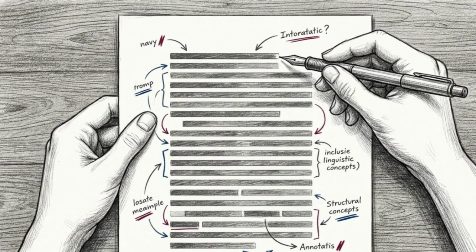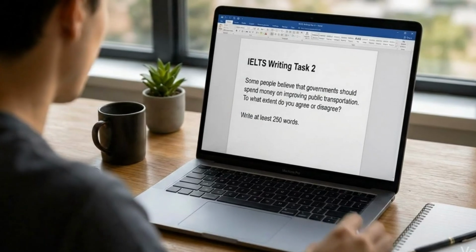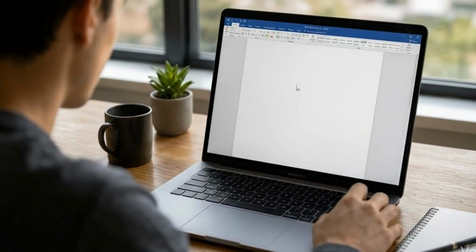Open up the very last practice essay you wrote. Look at your introduction. Does it state a clear position with a roadmap thesis? If it doesn't, rewrite that opening right now using the structure we just covered.